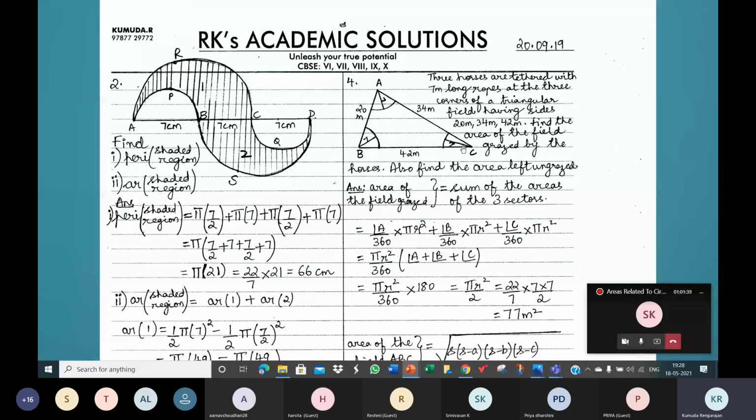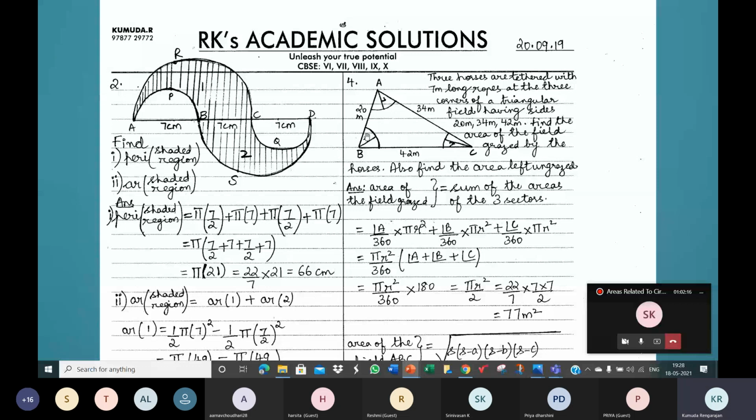So this is the boundary of the field, children. The 3 horses cannot go beyond the boundary. So this is the maximum area that can be grazed. Keeping the rope tight, the horse tied at corner A can graze a maximum of this area, the area of the sector. It cannot go beyond that. Keeping its rope completely stretched, the horse can graze up to this area. It cannot reach this portion.